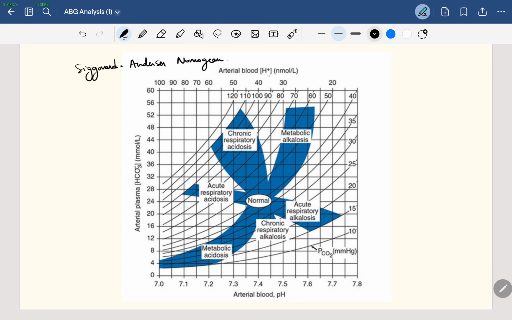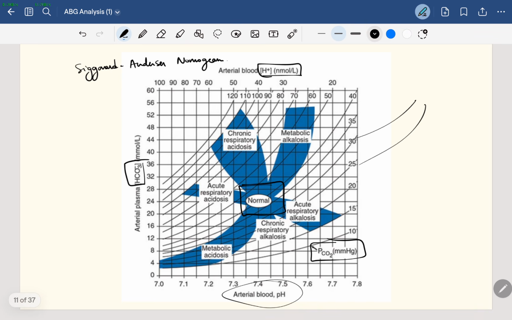So this is basically a nomogram and the variables here are H plus or pH at the bottom. Then there's bicarb here and there's also PCO2, which are these curves that you see here. And so we see that normal is of course our normal range and we're not going to focus on that, but rather how do we identify the various abnormalities from this graph. So the first step of course is to determine whether it's an acidosis or alkalosis. Watch as the graph goes this way, it's going to be acidosis, and as it goes to the right with increasing pH it's going to be alkalosis.